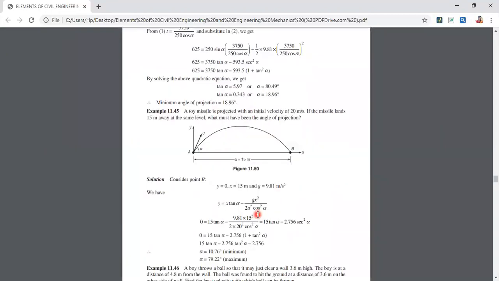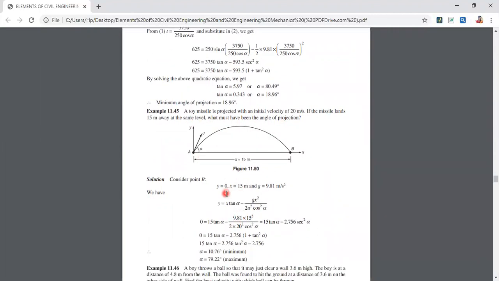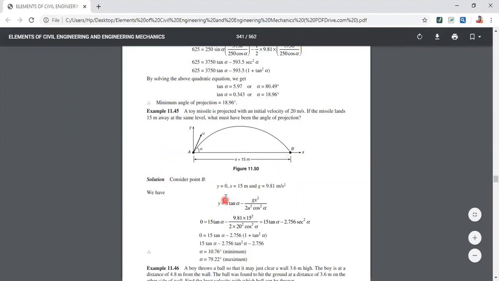Next example. A toy missile is projected with an initial velocity of 20 meters per second, so u is 20. If the missile lands 15 meters away at the same level, what must be the angle of projection? Very simple. I know that y is 0 at point B, x is 15, and g is this much. So we have the equation of the projectile. Using that equation, substitute the values and you get the value of alpha. You get two values of alpha basically, because you get two equations, and you can solve the two and derive the answer.